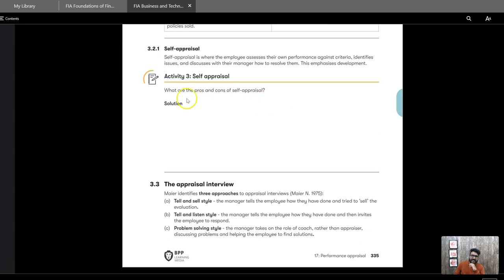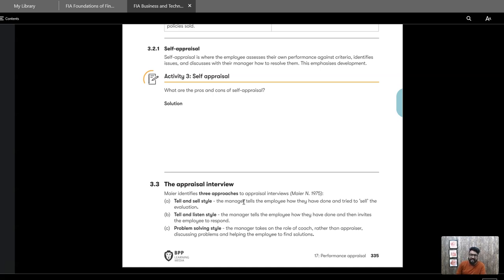Now we have self-appraisal, where we give ourselves an assessment based on our performance, etc. Then we have the appraisal interview. Let's see what the appraisal interview is. We have three different styles of appraisal interview. One is the tell and sell style. That is, the manager tells the employee how they have done and tries to sell the evaluation. So the tell and sell style is where the manager is telling everyone and they have to accept that.